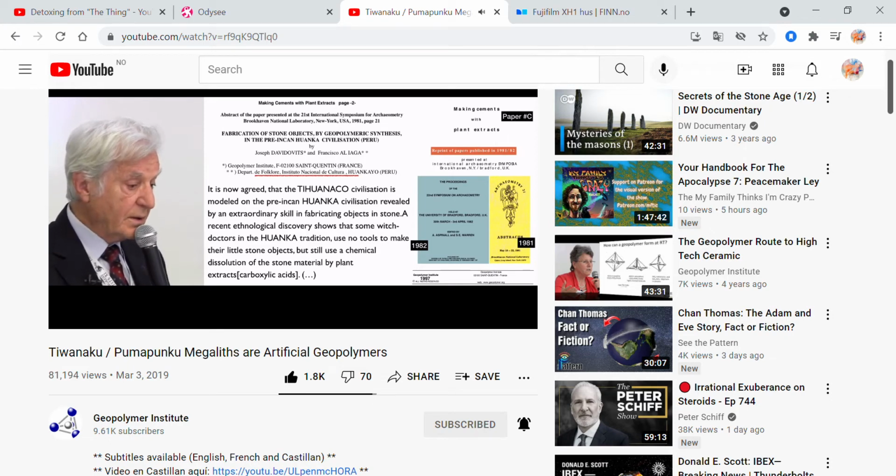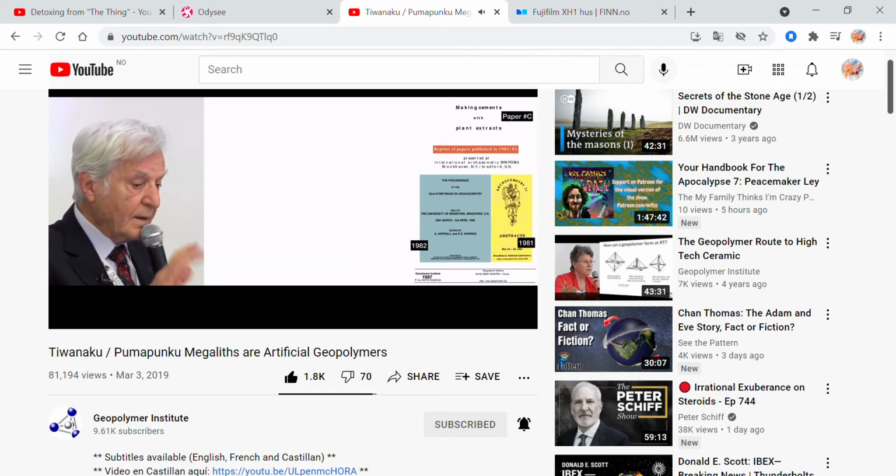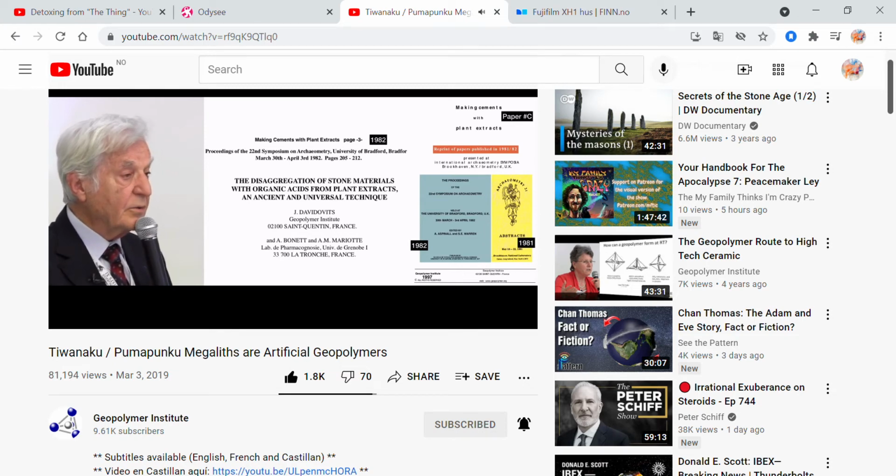A recent ethnological discovery shows that some witch doctors in the Huanca tradition use no tools to make their little stone object, but still use a chemical dissolution of the stone material by plant extracts, carboxylic acid. One year later, I made a scientific study with the Laboratory of Pharmacognosy in Grenoble, the disaggregation of stone materials with organic acids from plant extracts, an ancient and universal technique.